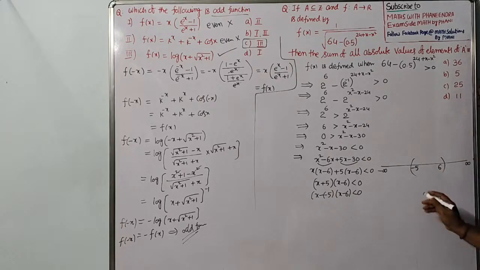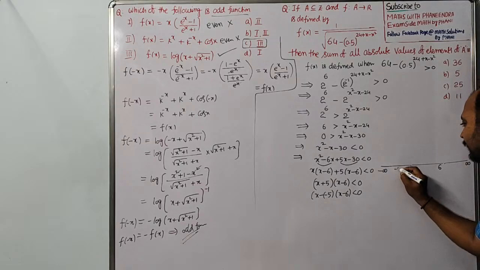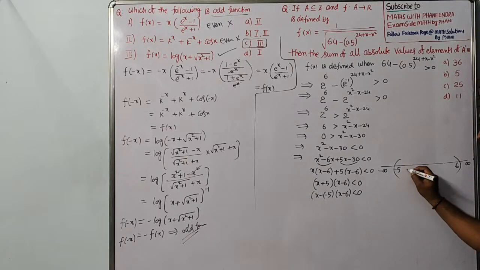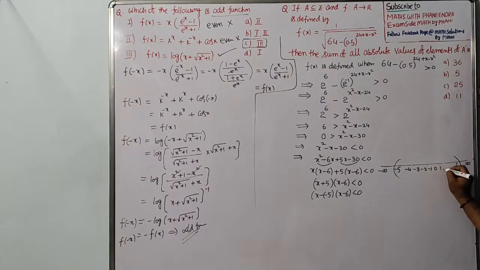So what values are there generally? Here I will write those values. Here minus 5 I am taking here and 6 somewhere else I am taking. So in between: minus 4, minus 3, minus 2, minus 1, 0, 1, 2, 3, 4, 5. So these are the values there, no?